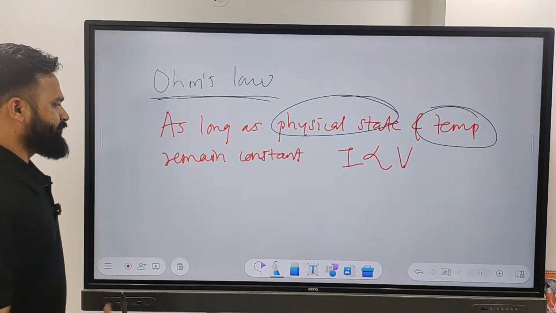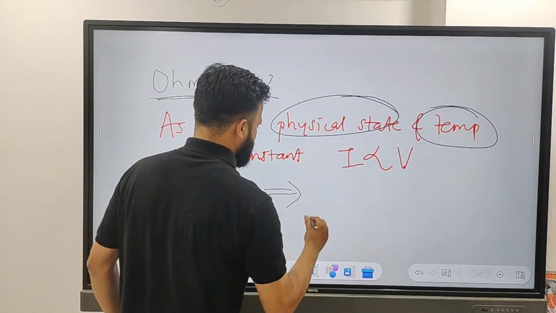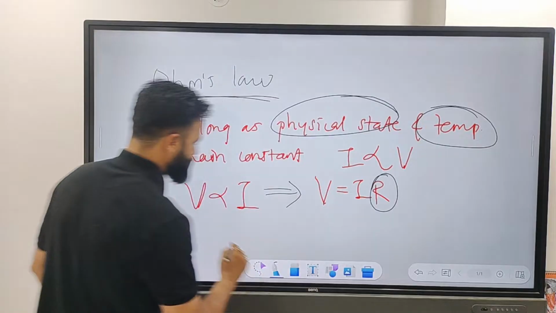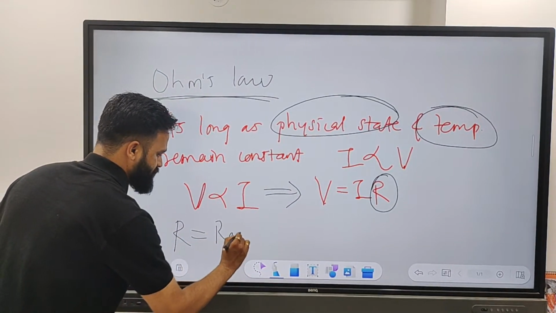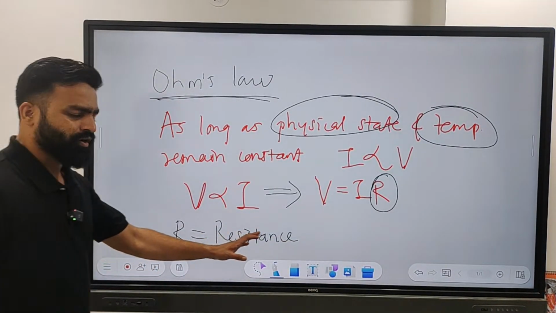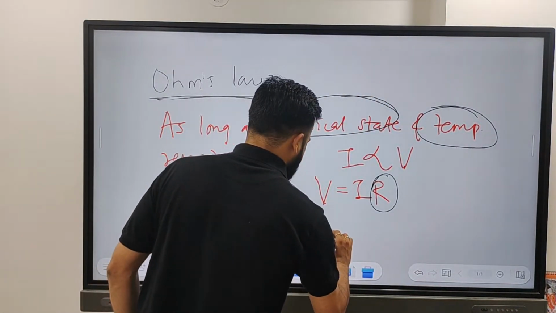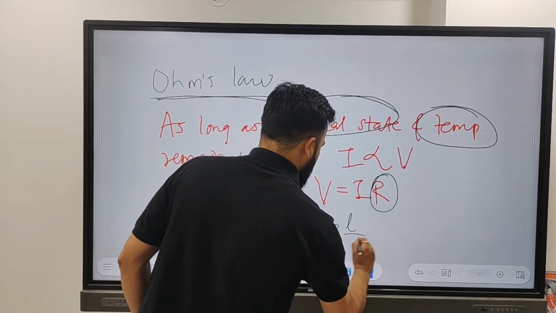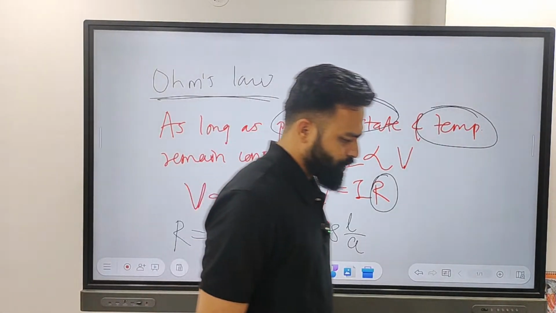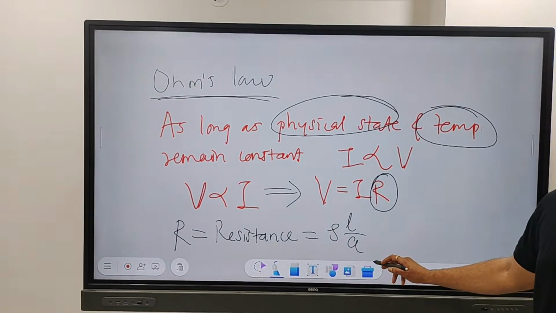Okay, so when I say this is the proportionality sign and I want to replace it by an equal to sign, I write V is equal to IR, and here this parameter comes, this R is called resistance. So what is resistance? Resistance is opposition to the flow of current, and mathematically we write resistance as rho L by A, where rho is resistivity or specific resistance, L is the length of the conductor, and A is the cross sectional area of the conductor.